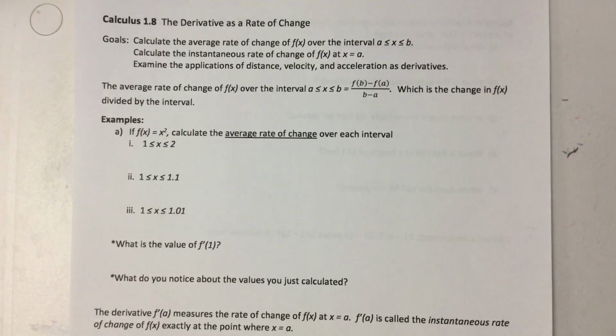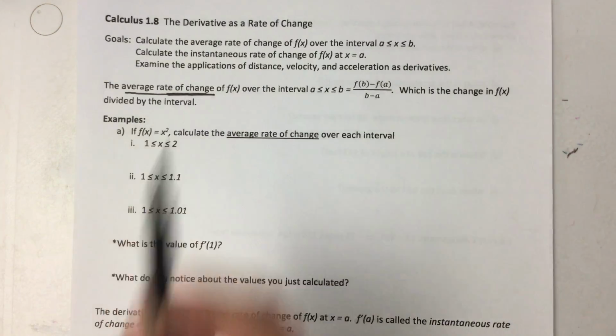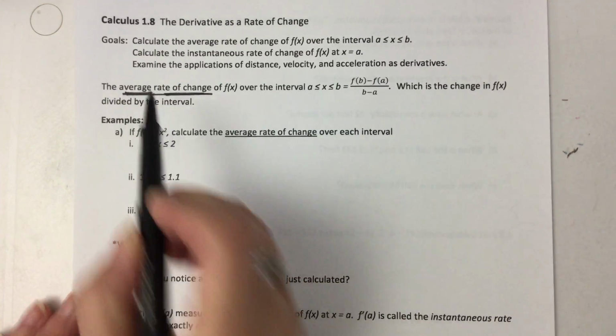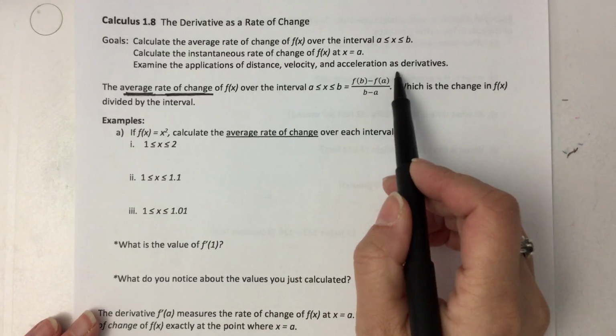Today in calculus, we are going to look at the derivative as a rate of change. Remember in the past when we talked about rate of change, what we're really looking at is the slope. So if I want to find the average rate of change over an interval, here is the formula.